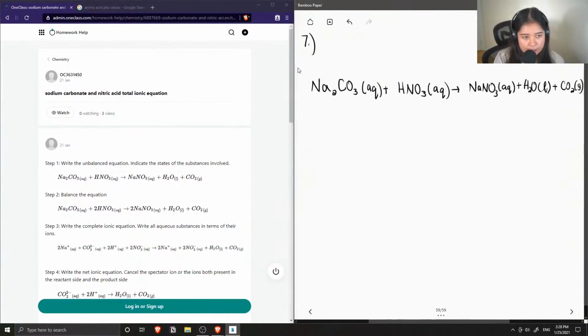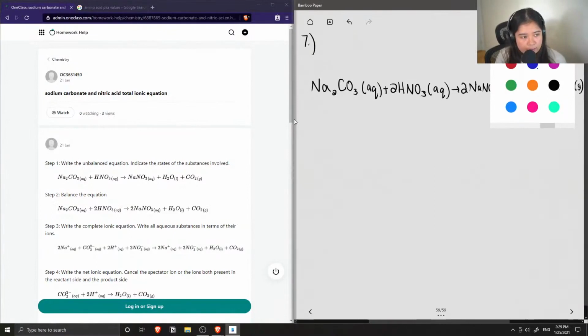Okay, so when we need to balance this equation, we have two sodiums on our reactant side, so let's put a 2 in front of sodium nitrate. And now we have two nitrate ions, so we just need to add a 2 in front of nitric acid. And now if we look at both sides of the equation, everything should be balanced.